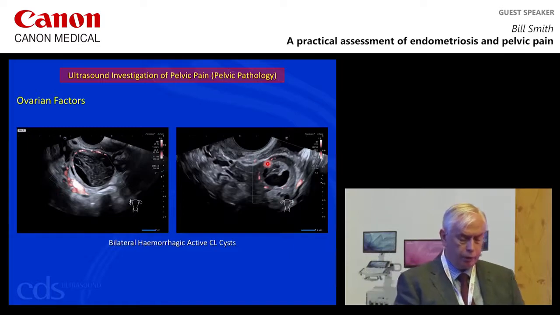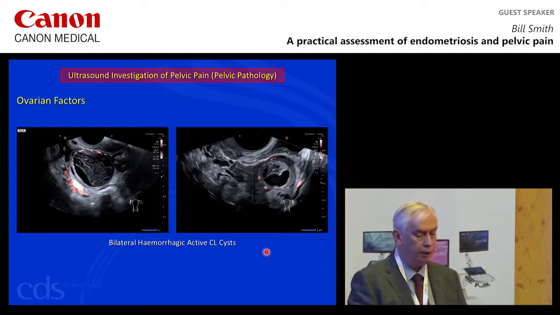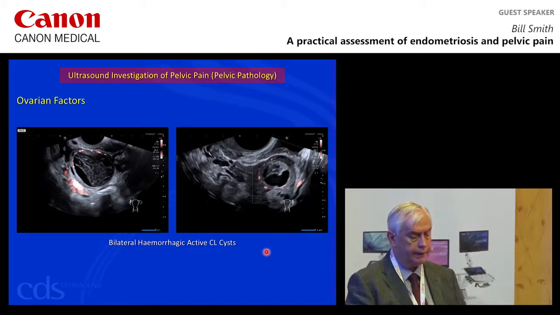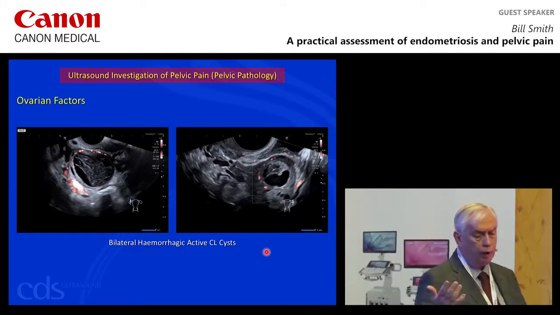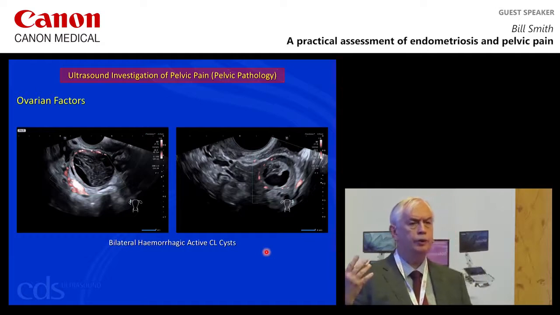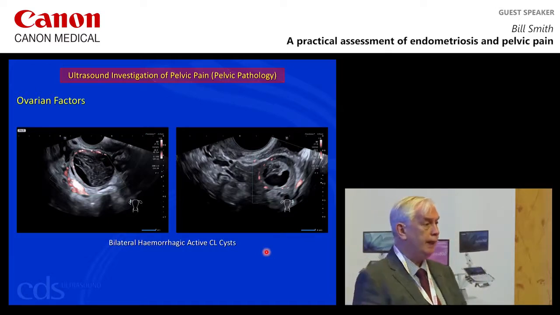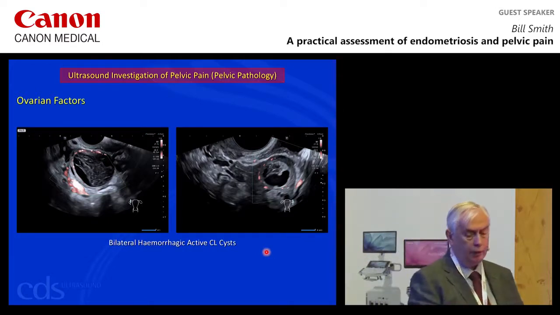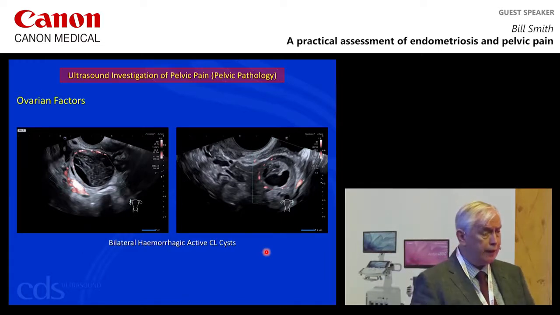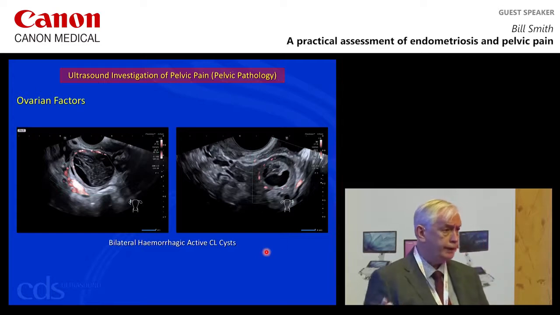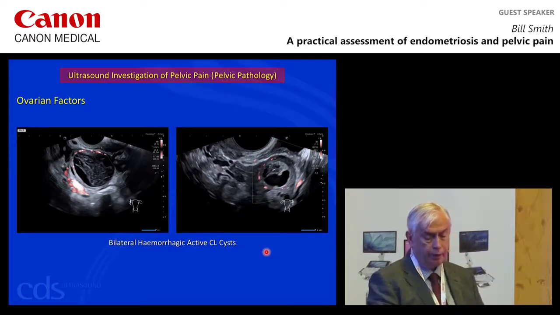These lesions can cause all sorts of problems, as you'll see in a second. But from their grayscale appearances, they can look quite sinister. So this is why it's important to do follow-up scans. It gives us so much more information. And certainly when they collapse down, they will cause discomfort, and you'll see why they cause discomfort in a second.